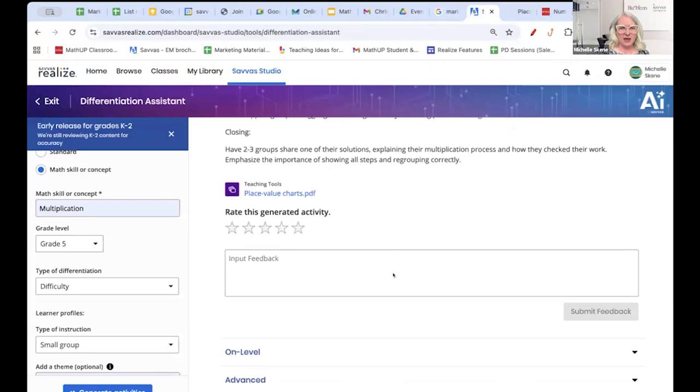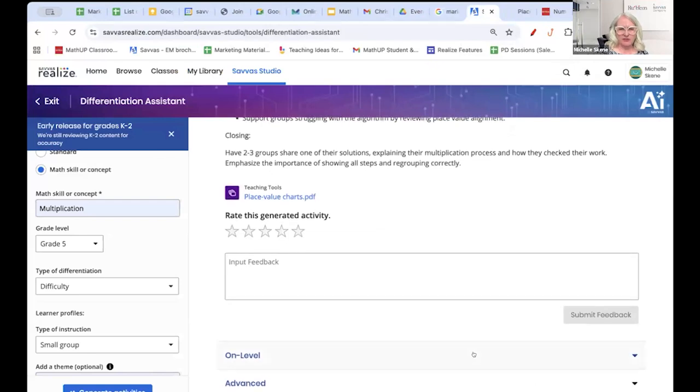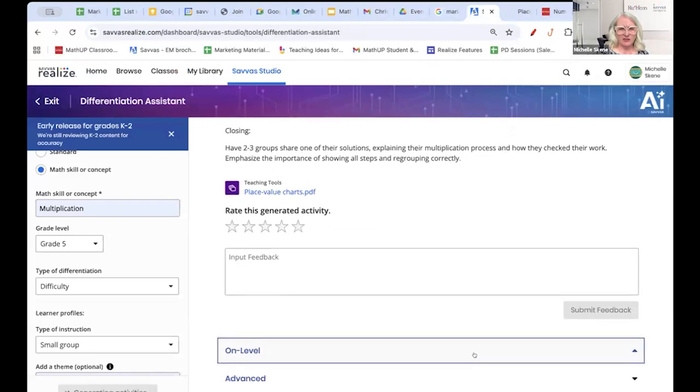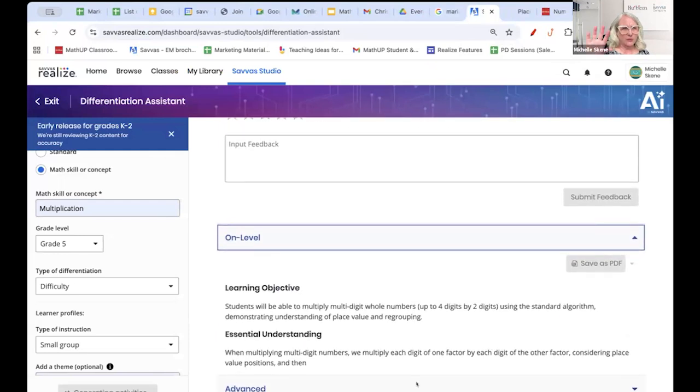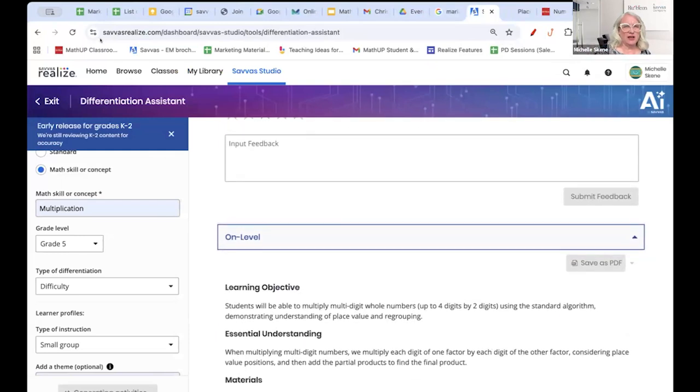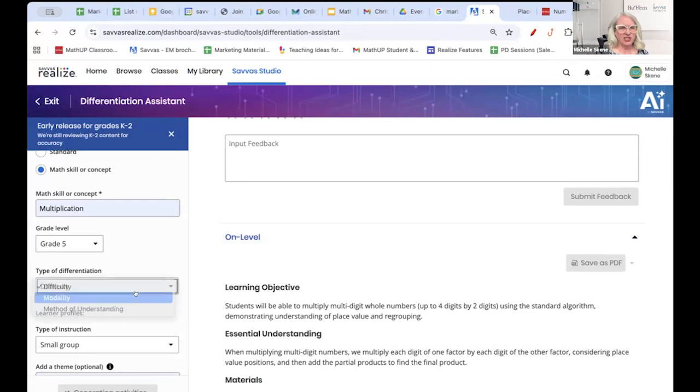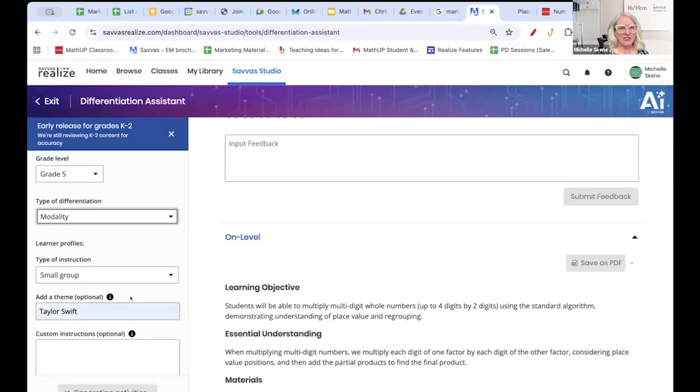And then I would also be able to equally find an activity that is for on level or students who might be reaching a little bit beyond. So that is if I want to do it by level of difficulty. Let's just swap things out now and change this to modality.